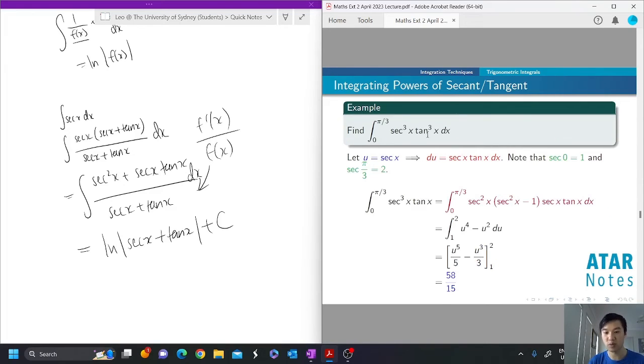And here's an example where they're both odd. So instead you let u equals sec x. Then when you differentiate, you get du is equal to sec x tan x. Then you can pull that out from there, and then you can just keep resolving it, and then you can solve it.